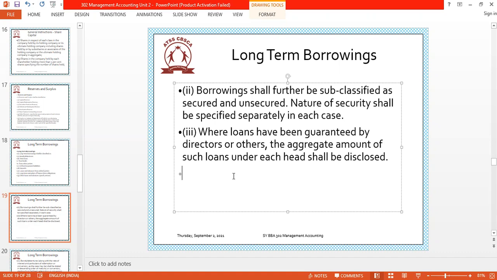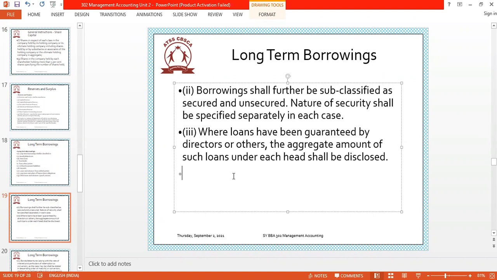In the same way, the company can also take a loan which is guaranteed by the director. The director has given surety and informed the bank that in case the company is not able to repay, I, in my personal capacity as a director, will be liable to pay the loan. If you have taken such loans where the directors have guaranteed, we need to mention on the balance sheet liability side that loans were taken but guarantee was given by directors. So that needs to be disclosed in the balance sheet.